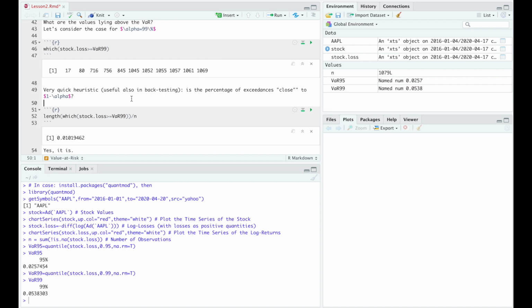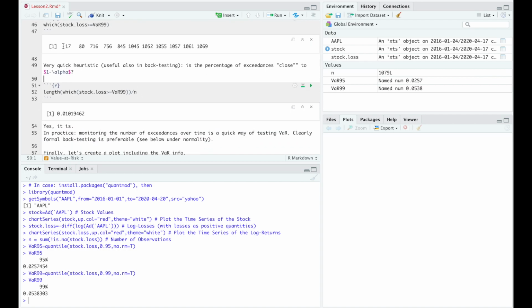But for us, it's sufficient to see that if I consider the length of this vector over the total number of observations in my time series, this is exactly 1%. Okay, so not exactly, sorry, it's more or less 1%, which is in line with our expectations.